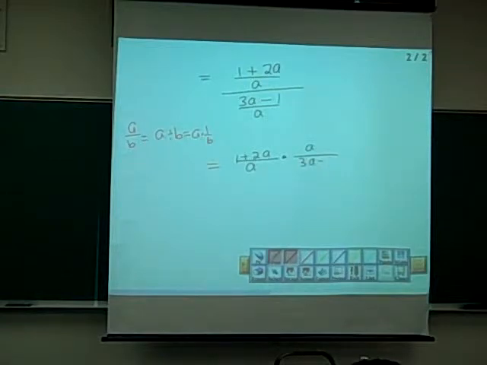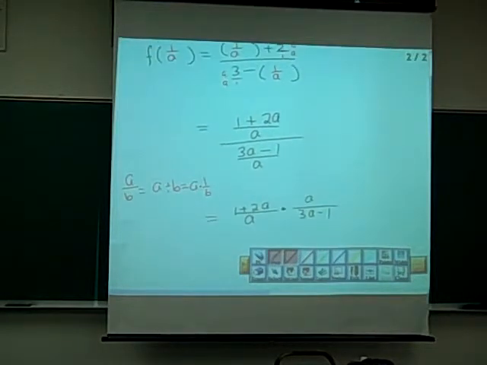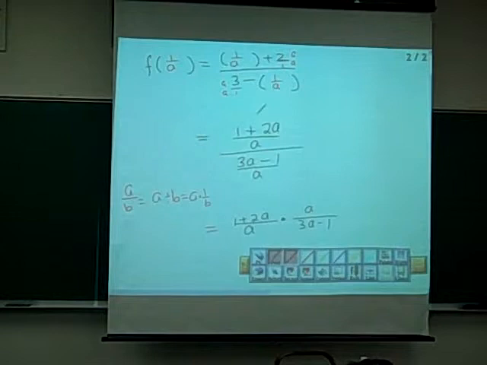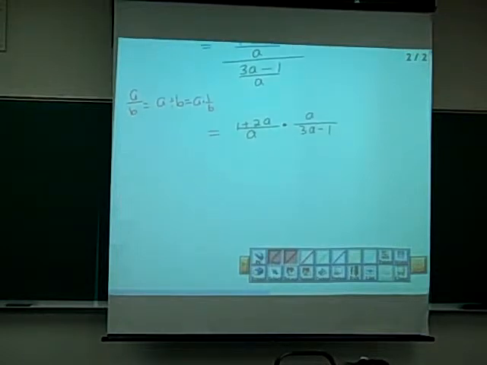Dang it, that's where I messed up. I flipped it first, but I didn't flip it the second time. You've got to get the common denominators first. You've got to simplify it first before you can flip it, because otherwise it won't work. Now we can cancel out the common factors, and we end up with 1 plus 2a over 3a minus 1.